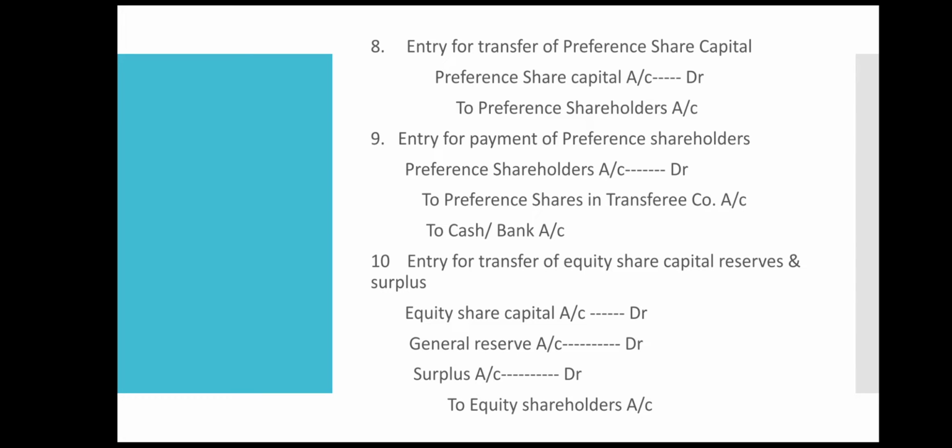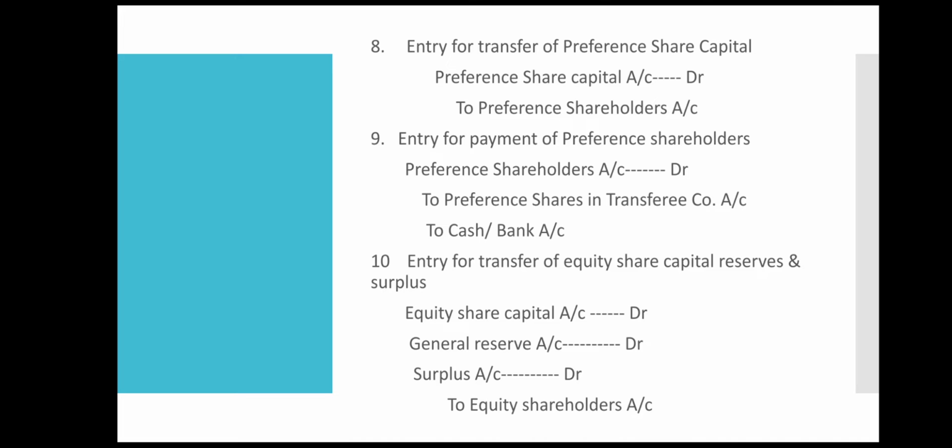Okay, next, entry for transfer of preference share capital. Now preference share capital account debit to preference shareholders account. So preference share capital, it will be transferred to its shareholders account. See, it is not an outside liability to give away to the transferee company. Now shares belong to shareholders, that is why whatever their capital is there, it is transferred to shareholders account and it is not transferred to transferee company account.